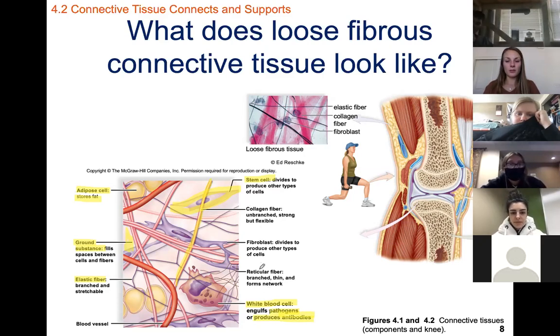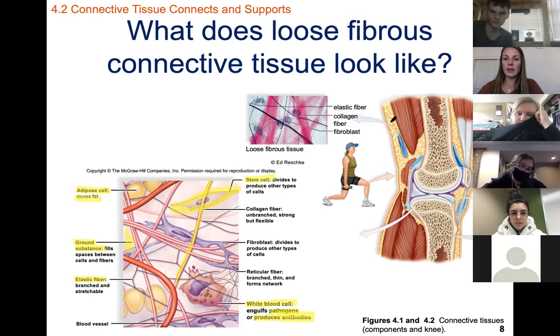So there's a couple others here. Reticular fiber is branched and thin. It forms a network. And the fibroblast, it just divides to produce other types of cells. Here's a place in the body where you could find that loose fibrous connective tissue. Like I said, it's in the knee.